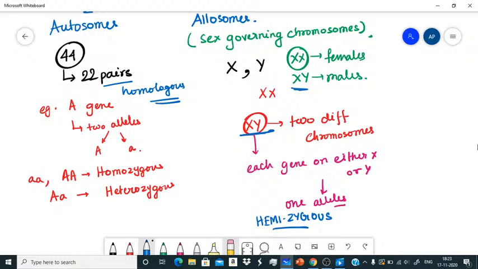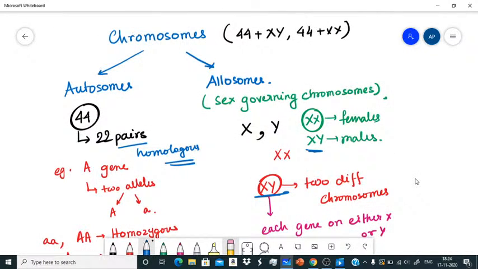Now, in humans, if we see the chromosomal arrangement, it is either 44 plus XX or 44 plus XY, right? The 44 that we see is the number of autosomes, and those autosomes all have homologous pairing. That means they are nothing but 22 homologous pairs. If they have homologous pairs, each gene on them will have two alternate alleles. If I have one gene A, then that gene will have two alleles, that is capital A and small a. Is it clear?